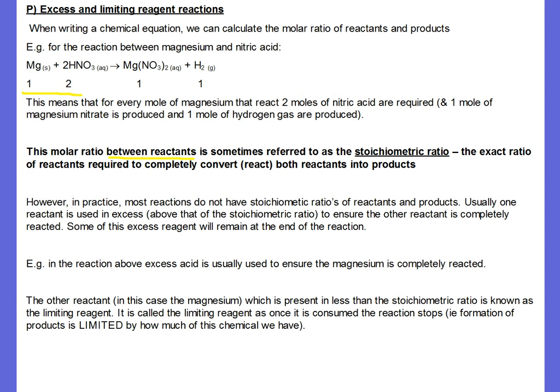In this video, we're looking at excess and limiting reagent reactions, some of the trickier reactions we look at in preliminary and HSC chemistry. And before we do, we're going to go to revising chemical equations. So when writing a chemical equation, we calculate what's called the molar ratio of reactants and products.